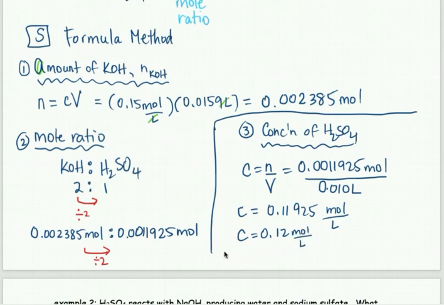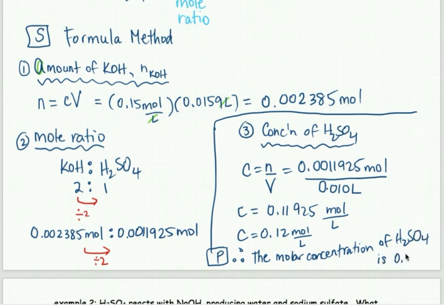Like that. Okay, and then make a therefore statement now. Therefore the molar concentration of sulfuric acid is 0.12 mole per liter. Okay, got it squeezed in there. All right, that was the formula method.